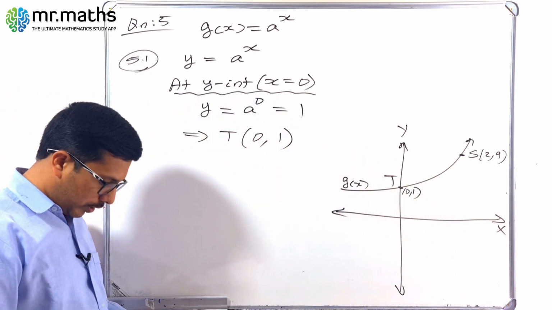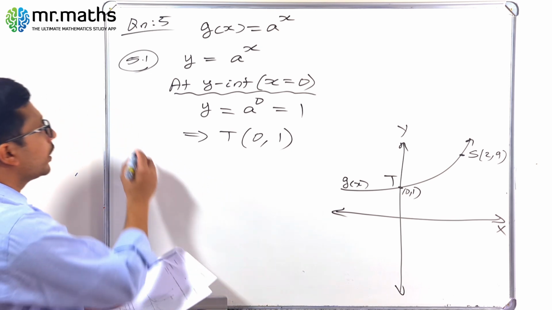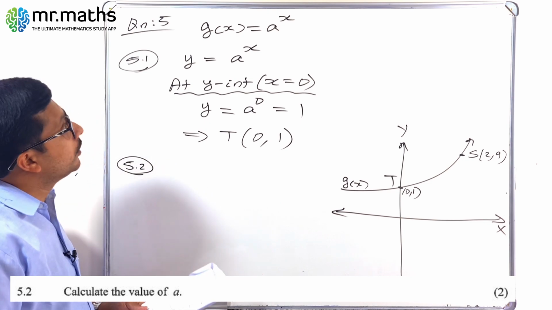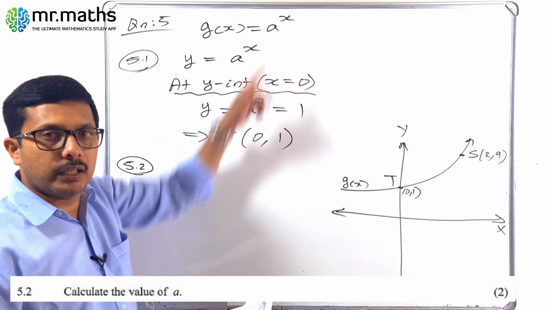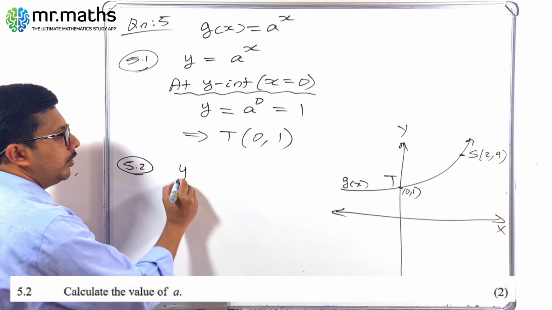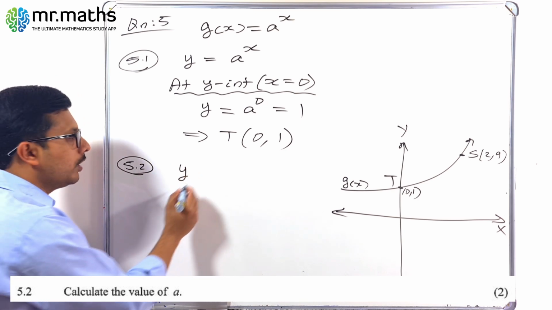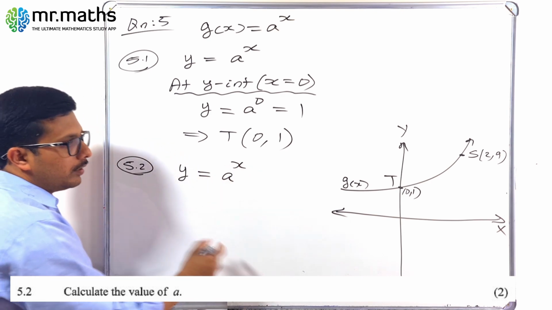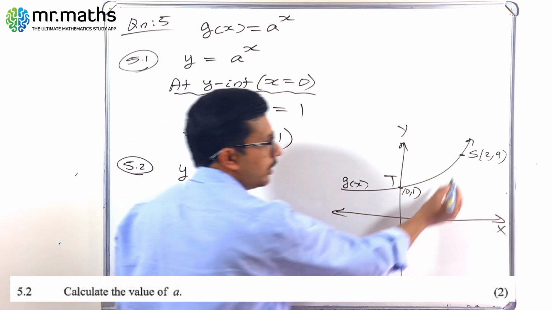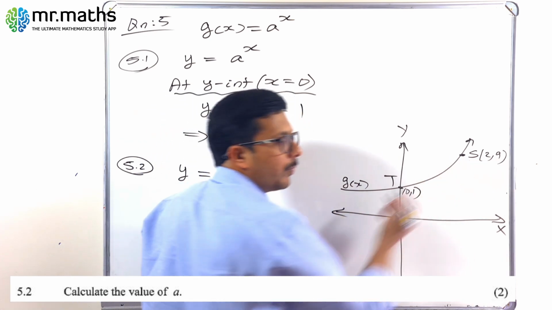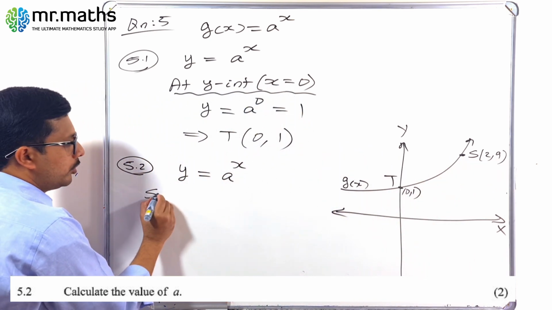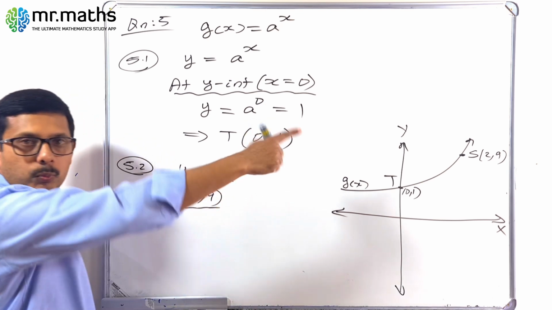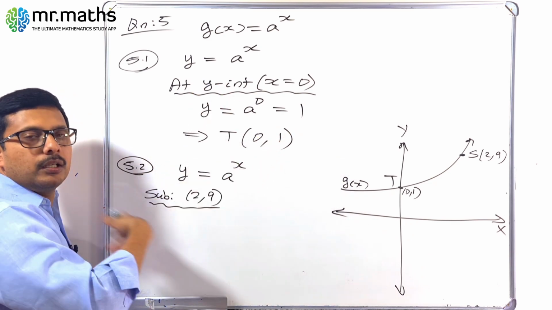Now let's move to the next question, question number 5.2. What is that question? Calculate the value of a. You have to find the value of this a. Let's write that equation once more. We know that g of x is the same as y. y is equal to a raised to x. Do you know any point other than this point (0, 1)? There is one point given, (2, 9). So substitute (2, 9), because that point (2, 9) is a point on that exponential function.